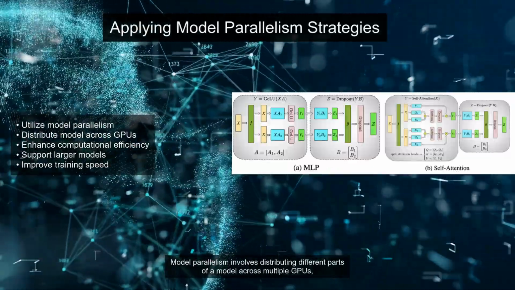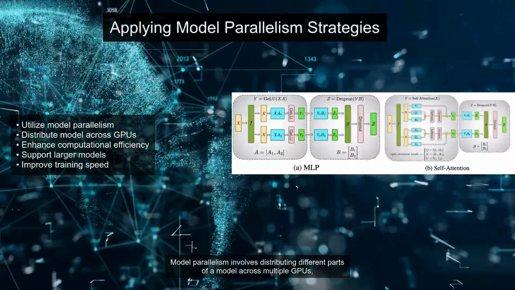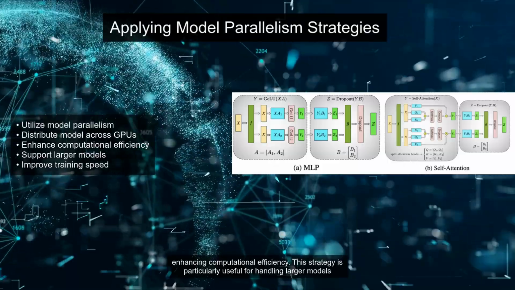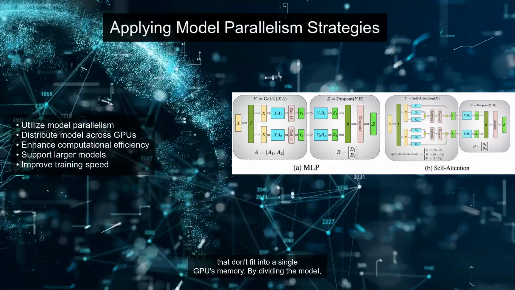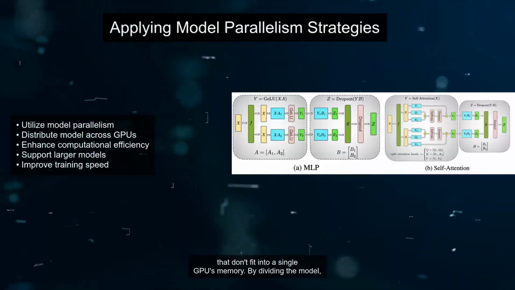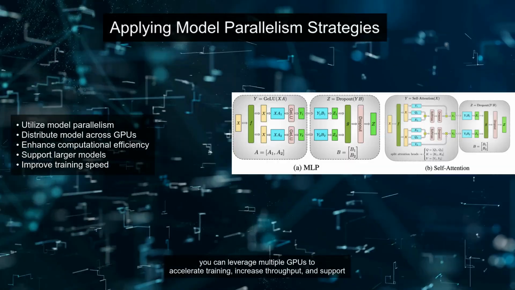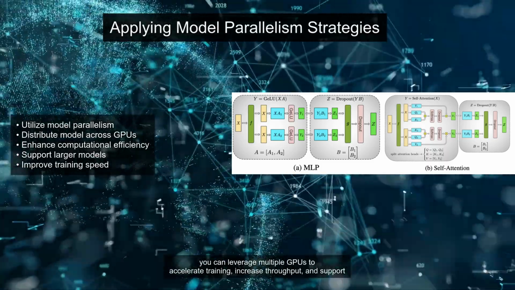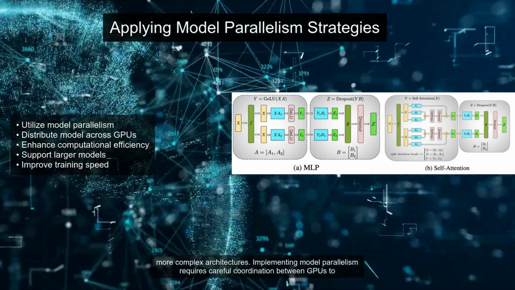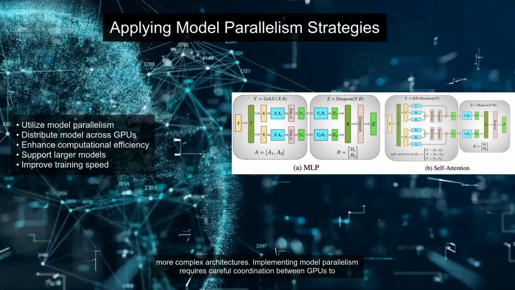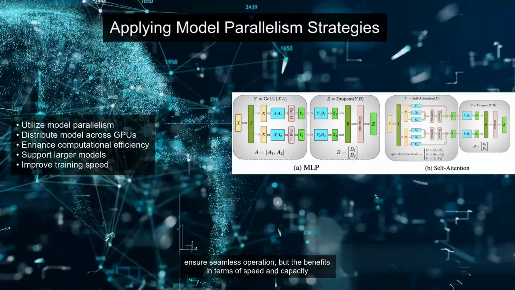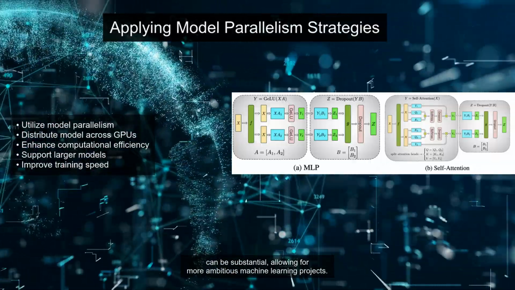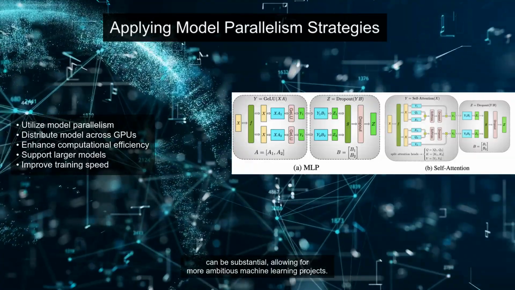Model parallelism involves distributing different parts of a model across multiple GPUs, enhancing computational efficiency. This strategy is particularly useful for handling larger models that don't fit into a single GPU's memory. By dividing the model, you can leverage multiple GPUs to accelerate training, increase throughput, and support more complex architectures. Implementing model parallelism requires careful coordination between GPUs to ensure seamless operation, but the benefits in terms of speed and capacity can be substantial, allowing for more ambitious machine learning projects.